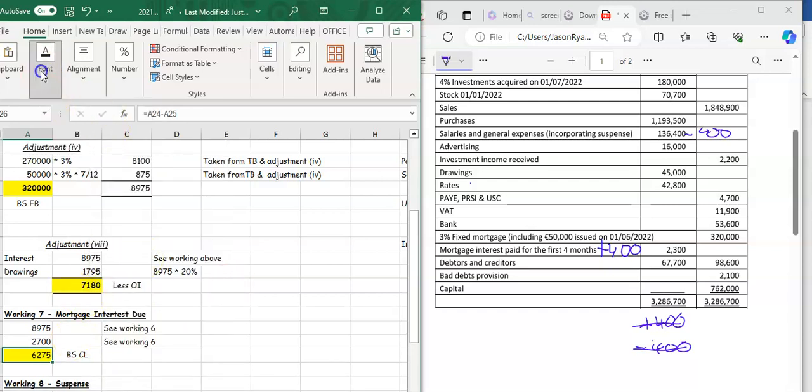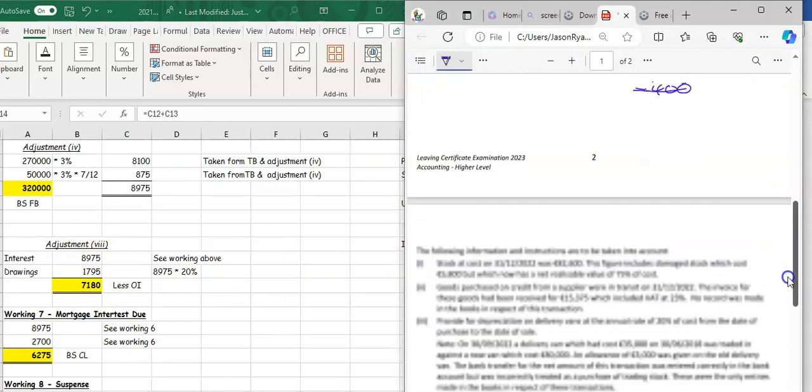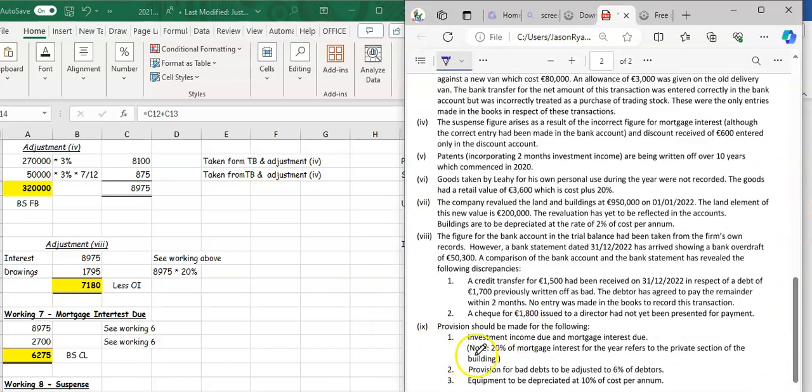So that's my mortgage interest. I found out my yearly mortgage interest, so 8,975. Then I kept my mortgage interest due together. I found out in the question, part 9 I think it was, that 20% of the mortgage interest goes through drawings. So I needed to reduce my debentures by that 20%.